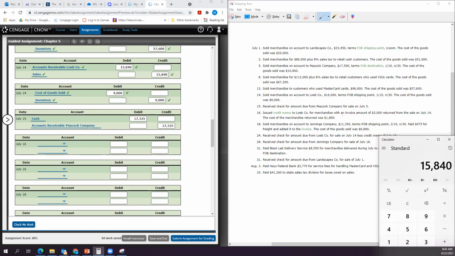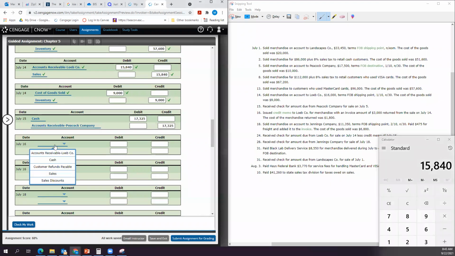July 16th, issued a credit memo to Loeb Company for merchandise with an invoice amount of $3,000 returned from the sale on July 14th. The cost of the merchandise return was $1,800. So this one's a little tricky because we'd be tempted to do $3,000 there. But if we go back and look at the July 14th sale to Loeb, we'll see that we applied a discount in here. So we're going to have to apply that same discount to the amount we are crediting back to them.